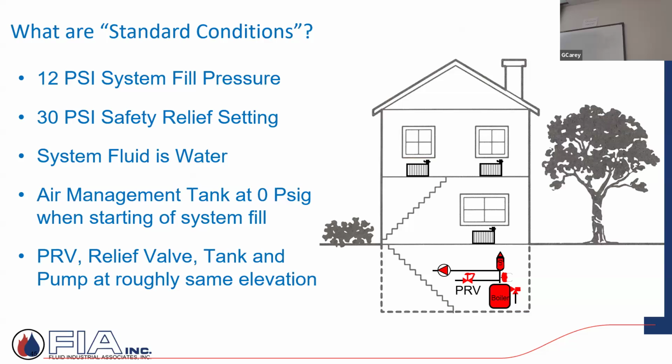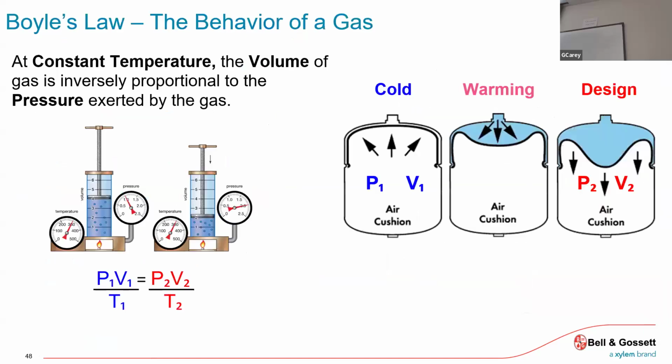So standard conditions, and what you guys are going to get involved with is anything but standard. But just as a building block, as a starting point, a 2-story application, standard conditions, I might have a 12-pound fill, but 30-pound relief. I'm just using water. The tank, in this case, it was using an old style tank, might be at 0. But I have a PRV, a relief valve, tank, and pump roughly at the same elevation. There's not enough of a difference.